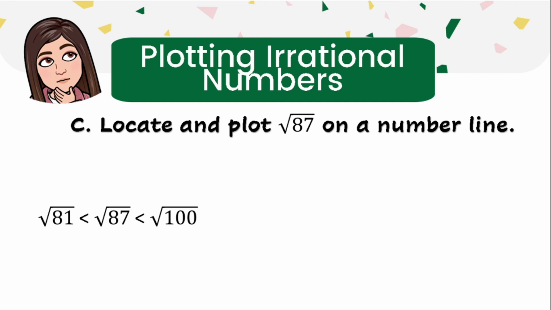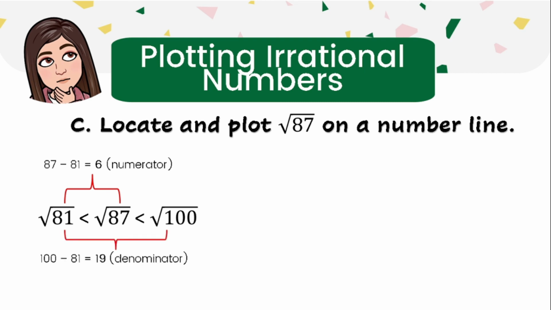Step number 2. Find the distance from each integer. 87 minus 81 is equal to 6. This will be the numerator. 100 minus 81 is equal to 19. It will be the denominator. Thus, the fraction formed was 6 over 19.